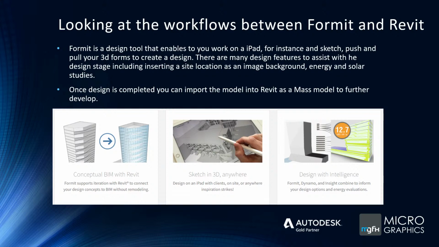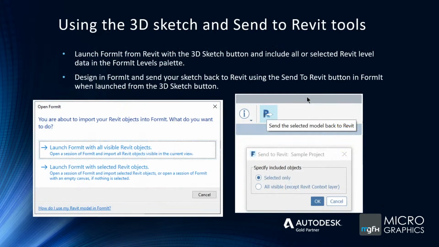All right, so the first topic that I want to look at is there's now a new feature in Revit that allows you to take context from Revit and send it to Formit, and then within Formit you can develop your design and then bring it back. So it adds context to your little design that you do in Formit. Now I'll go through the workflow.